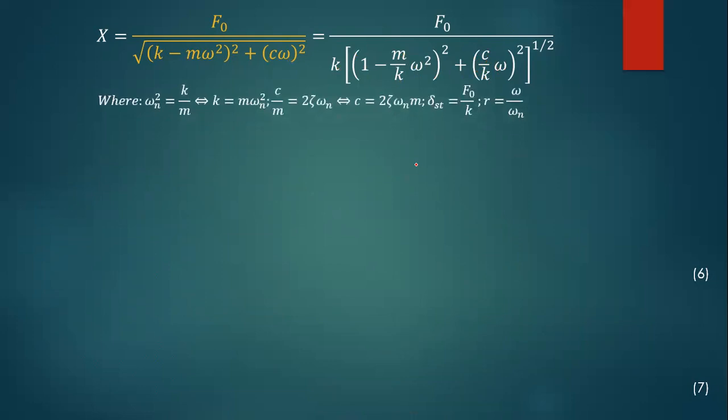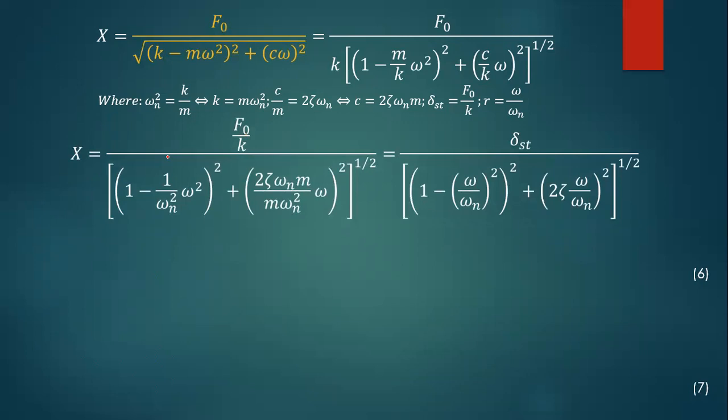Now, k over m is equal to omega n squared. Okay, k over m, this is the reciprocal of this, so that we can find some omega n term below here. Also, k is equal to m omega n squared, and c over m is equal to 2 zeta omega n, which implies c is equal to 2 zeta omega n m. Another term, F naught over k, is equal to delta static, which is the static deflection. Another, omega over omega n is equal to r, that is the frequency ratio.